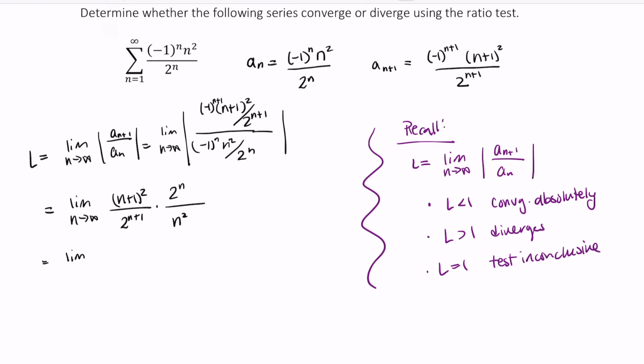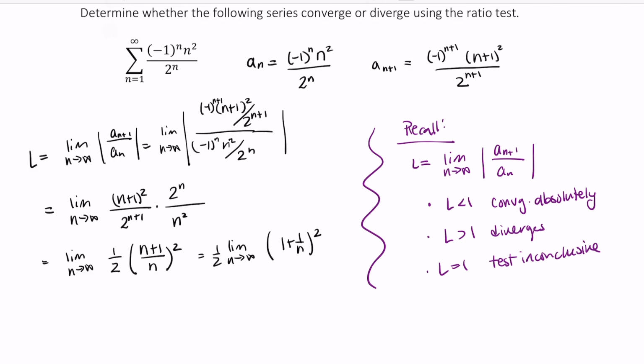This is equal to the limit as n approaches infinity of 1/2 times n plus 1 over n, quantity squared. This is just done using rules of exponents, and this uses the property that if we have a quotient raised to the same power, we can just have the quotient all raised to that power. Okay, so this is 1/2 times the limit as n approaches infinity of 1 plus 1 over n, quantity squared.